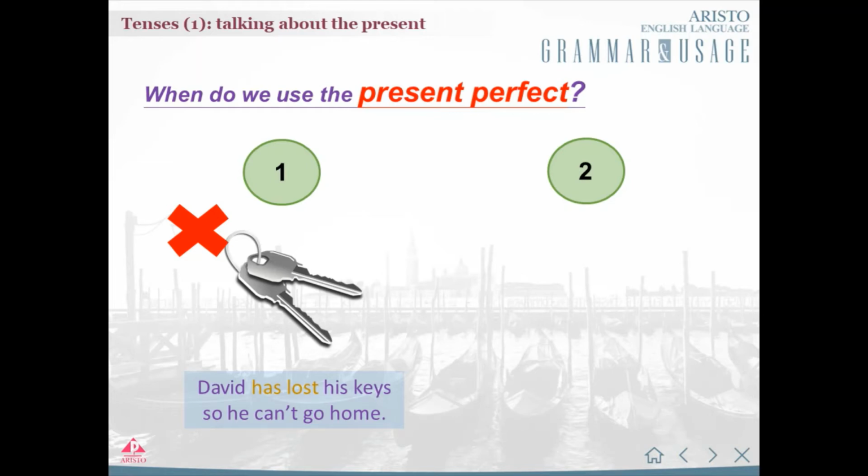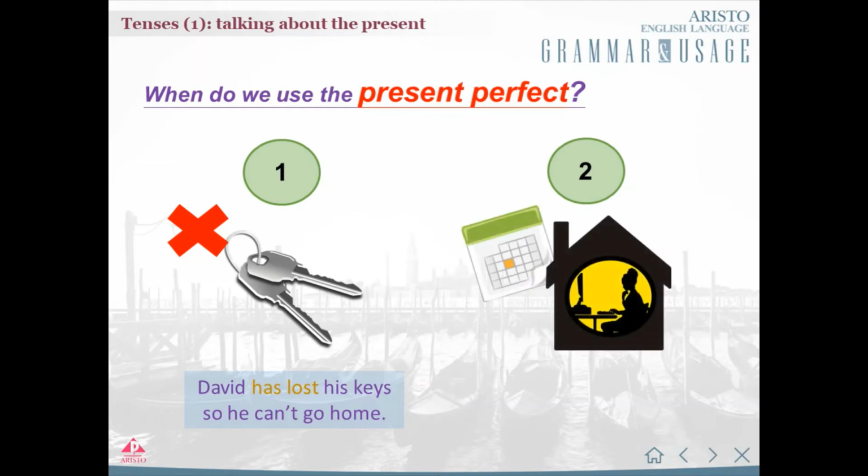Although David lost his keys in the past, this past action is having an effect on his current situation because now he cannot get home. We can also use the present perfect tense to describe something that started in the past and has continued into the present. For example, we can say that Lucy has worked from home since last week.